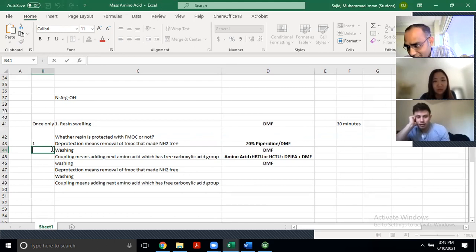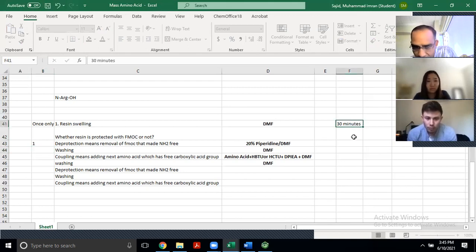And then you will find the resin, weigh the resin, and put the resin in the reaction vessel. And then you will add DMF to swell it. After that, you will do deprotection, and usually you do deprotection for 10 minutes.